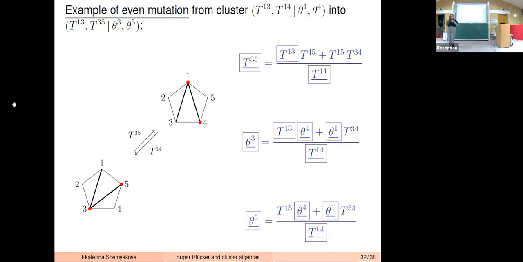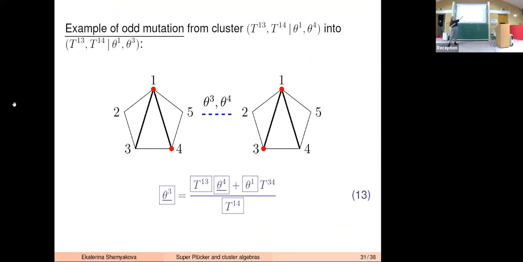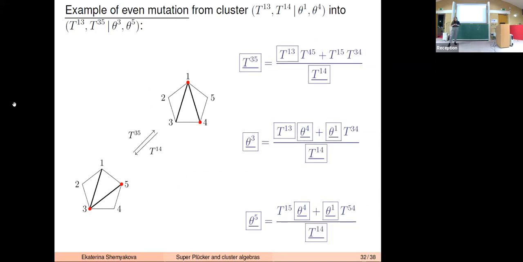But we have two different types. I don't say it's better, I just say it's different. In the previous type, odd mutation, only odd variables mutate. In the second type of mutation, which is used together, we have both even and odd. Good or bad, I don't know. But mnemonically, you can memorize it this way.